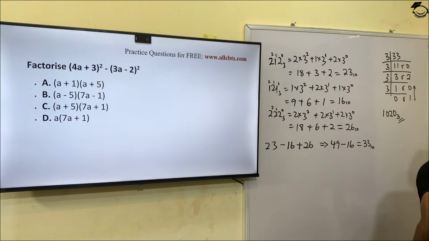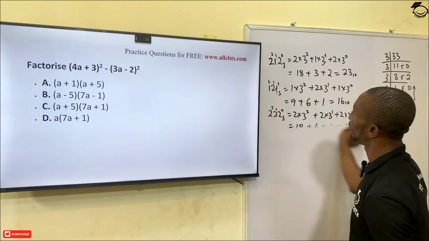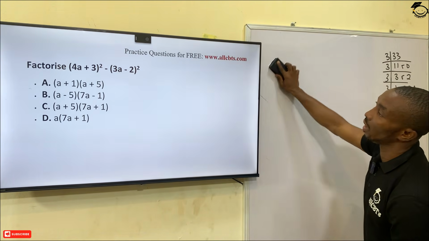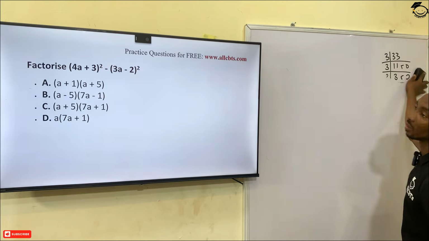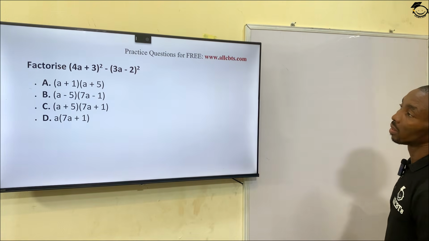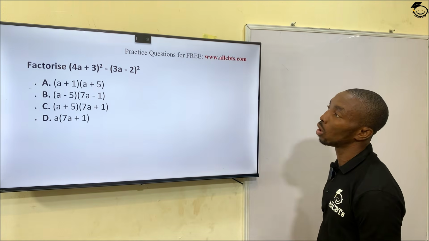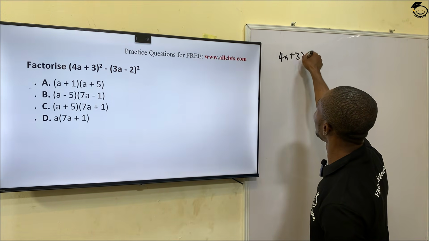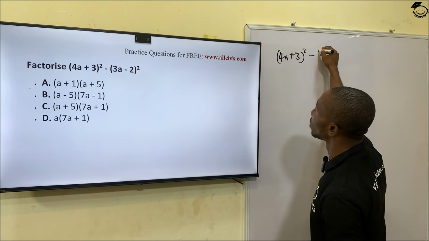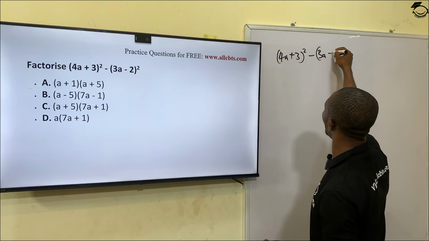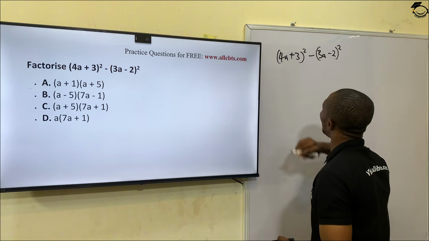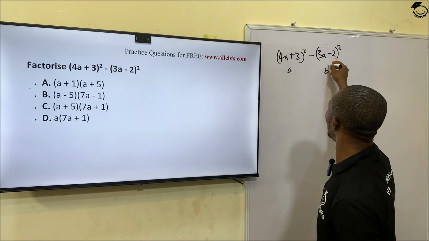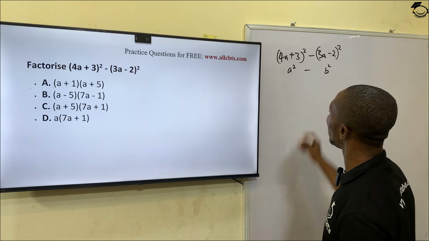Okay, so our next question, we have factorize 4a plus 3 all squared minus 3a minus 2 all squared. Now we can apply this. Let's call this a and b. So this would be like a squared minus b squared.